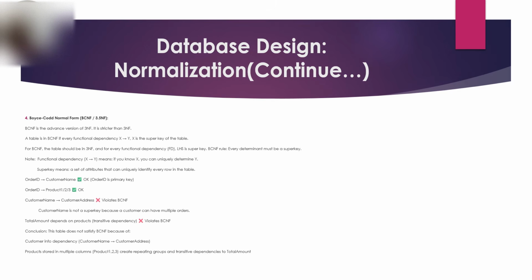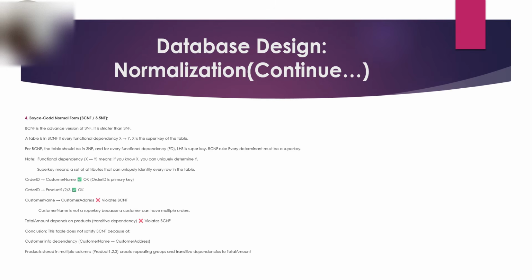Note: a functional dependency X → Y means if you know X, then you can uniquely determine Y's value. A super key means a set of attributes that can uniquely define every row in a table. Now, order ID to customer name is okay because order ID is the primary key.